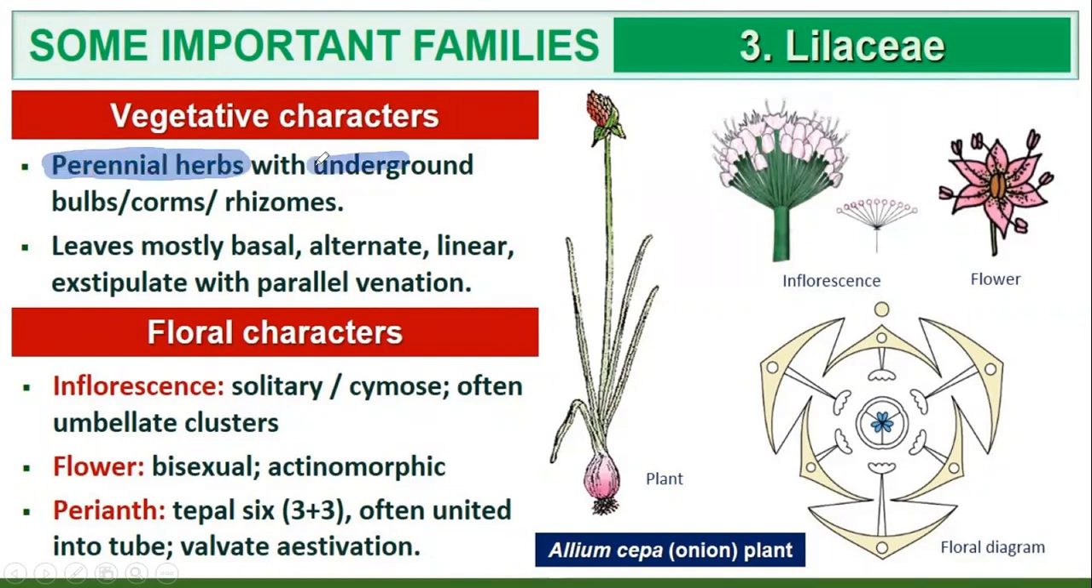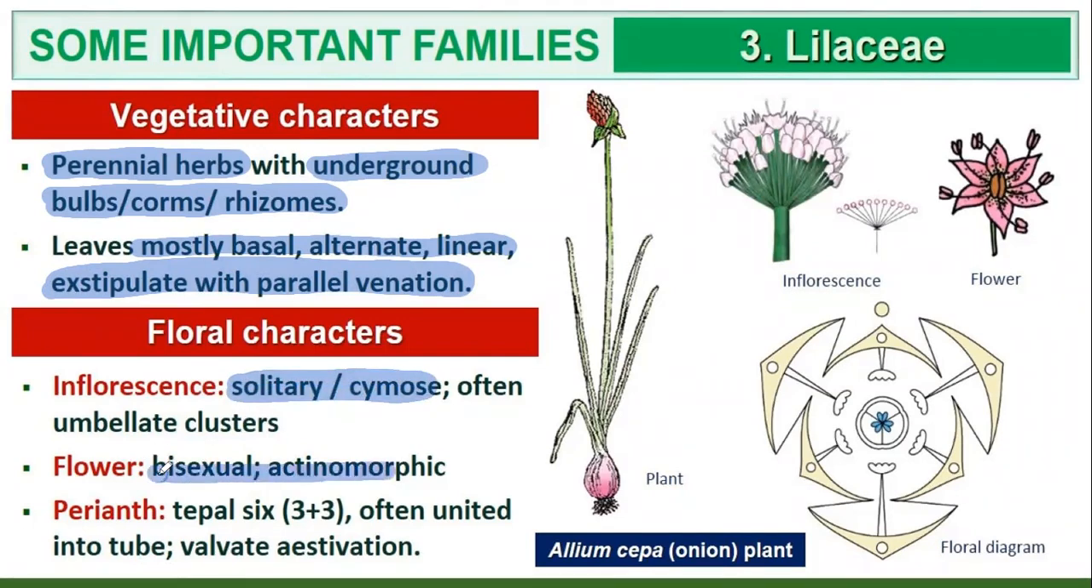Underground, it can be a bulb, corm or rhizome, but onion has an underground bulb. Leaves are mostly basal, alternate, linear, exstipulate, and show parallel venation. If you have seen the leaf of spring onion, you will understand that it shows parallel venation. Inflorescence-wise, they are solitary or cymose. The flower is bisexual and actinomorphic. Bisexual means androecium and gynoecium in one flower. Actinomorphic means it shows radial symmetry.